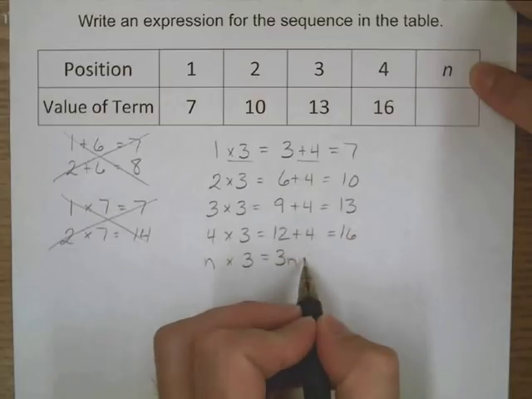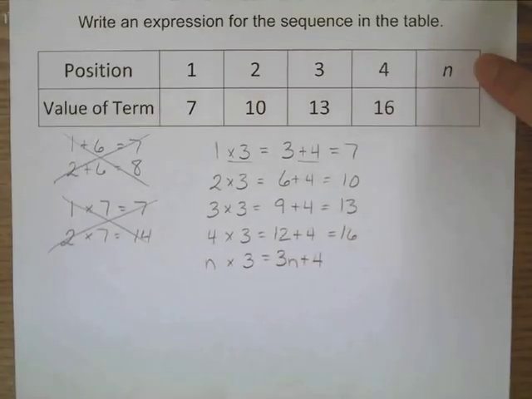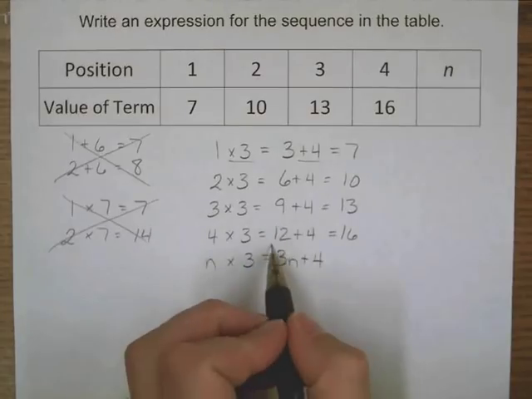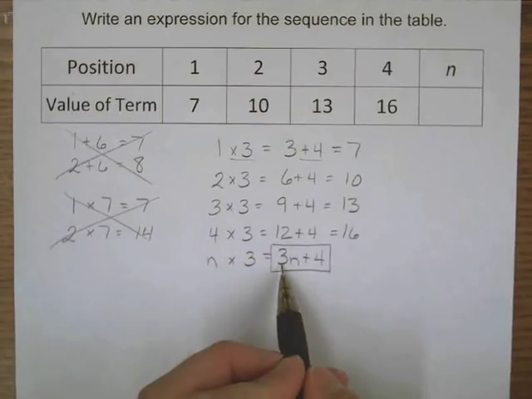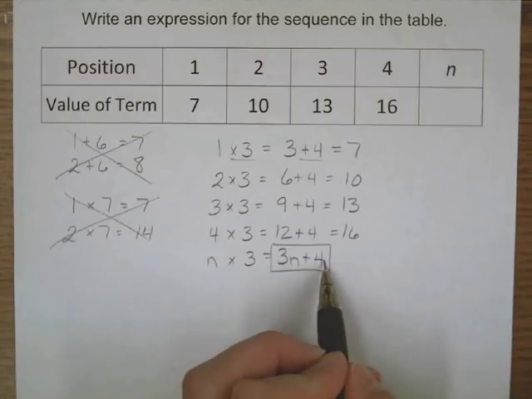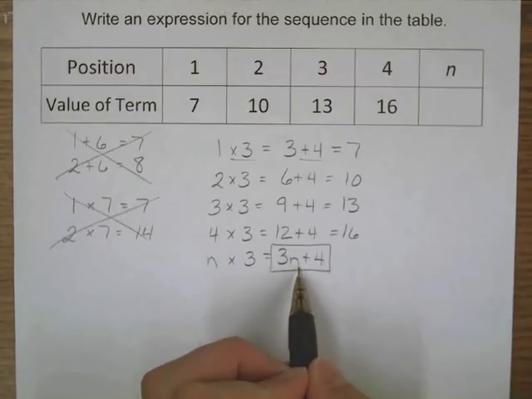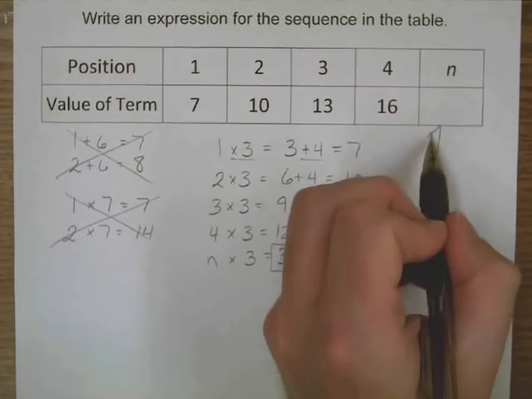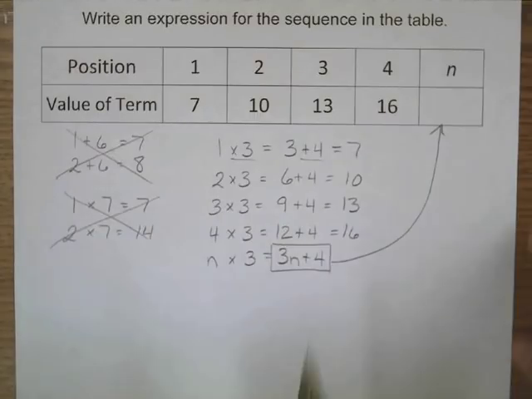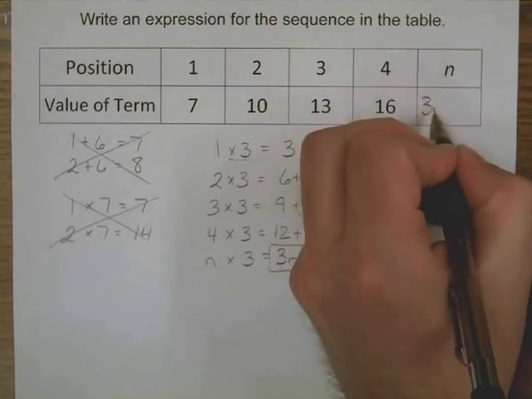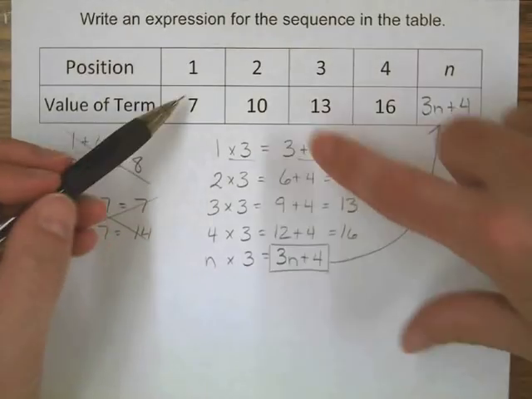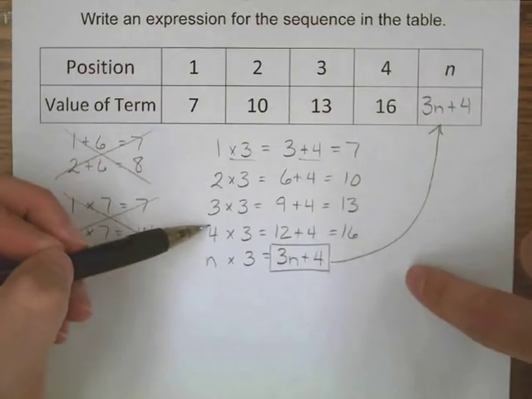Now, on all the other ones I added 4, so I'm going to add 4 this time. Unless I know exactly what the value of n is, this is as good as I can get right now. And this is my expression, 3n plus 4. Whatever n is, if I put in a number there, I multiply it by 3 and then add 4. So this is my algebraic expression for this sequence, 3n plus 4. And I've shown that it works by putting each position in and coming up with the value.